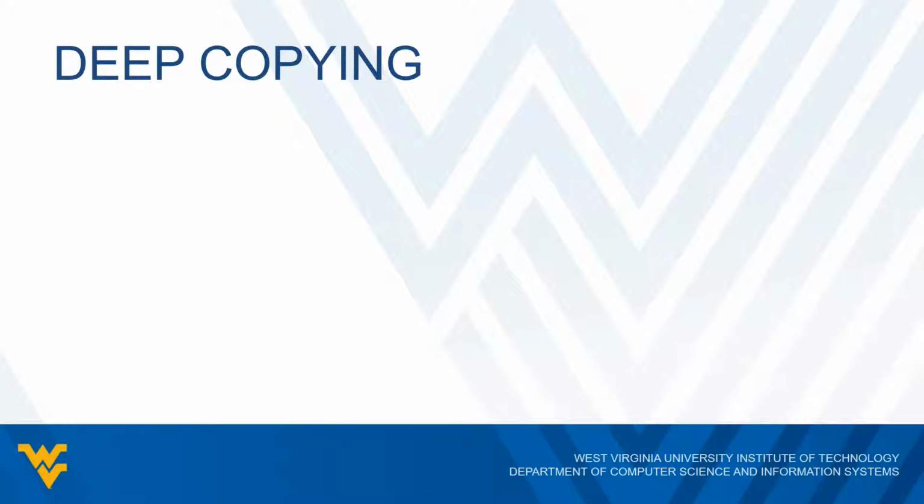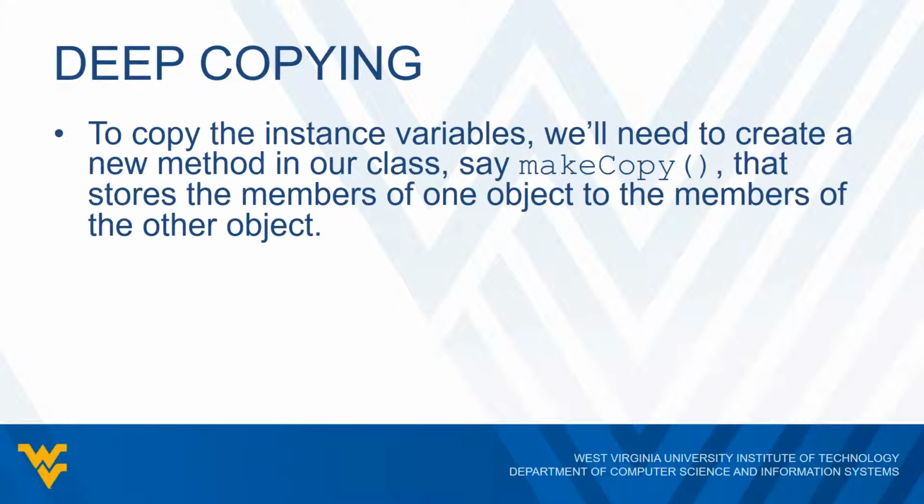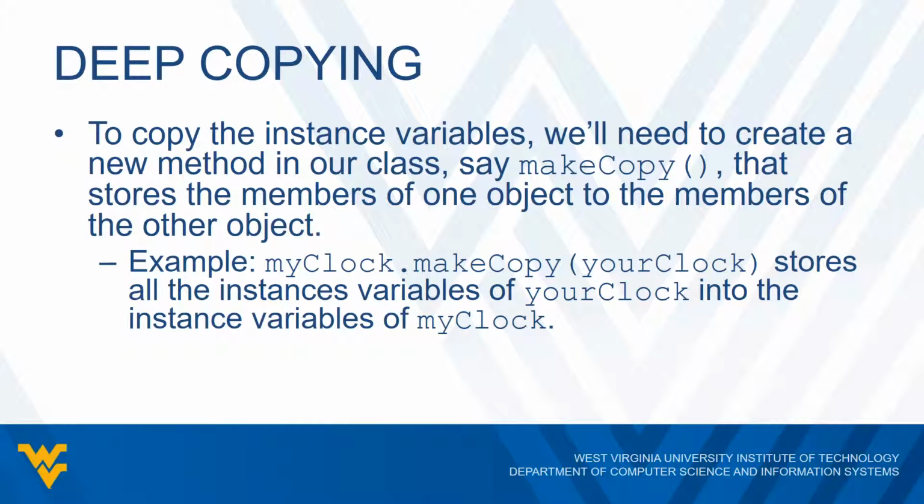So what if we want to actually copy our instance variables instead of obliterating memory addresses? If we want to copy instance variables, we can just create a new method in our class that will take care of copying all the contents of one object and storing it into another object. Let's say we call this makeCopy. Using our clock example, we would just take our hour, minute, and second variables from the current object, and store them into the respective members of the other object. So I can do something like myClock.makeCopy, and I can pass yourClock.